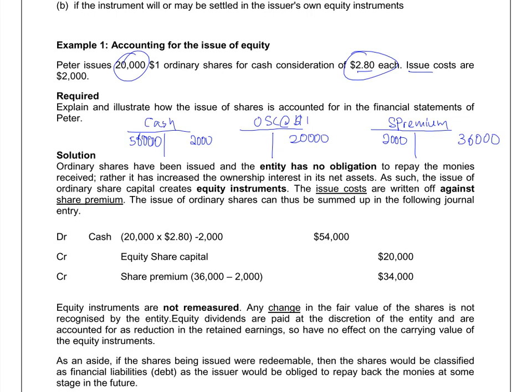Assuming this is 1st January, I issue share on the 1st of January. Therefore, 1st of January, this is my record. How much cash net I receive? I receive 56 minus 2, I left with 54. Can you see here, debit 54?